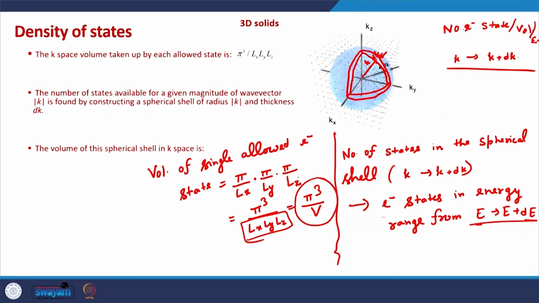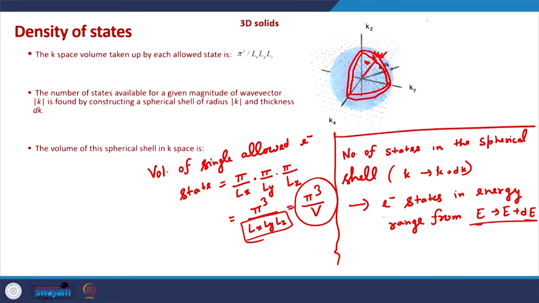Now, we are trying to find out the number of electronic states in the spherical shell. The volume of the spherical shell is 4 pi k square times dk, just this. Okay. So, we know the volume of a single state, we know the volume of the spherical shell, so we can easily find out the number of electronic states in the spherical shell just by dividing the volume of the spherical shell by the volume of a single electronic state. So, that is what we will do.